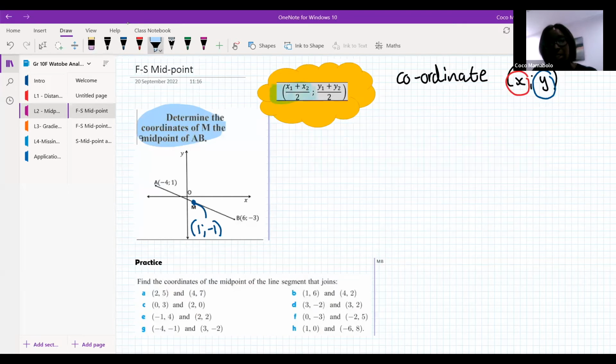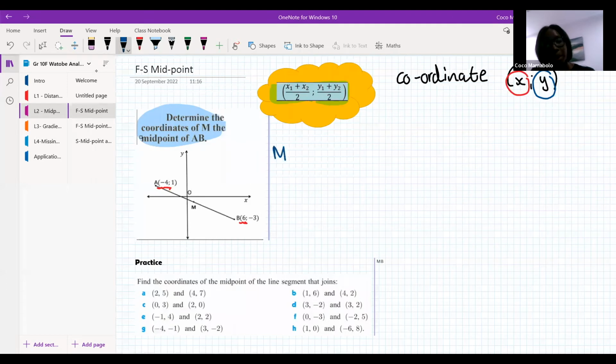x1 plus x2 divided by 2, and y1 plus y2 divided by 2. So we're going to add them to each other. Okay, so we're going to look at our x values. I have here, for my x value for A is -4, and my x value for B is 6. So I'm going to add them together and divide by 2.